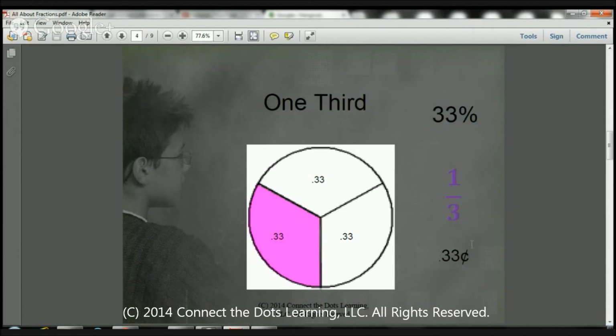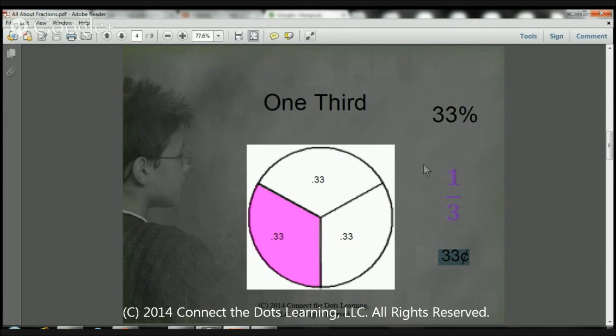1/3. Here we have a circle. Okay, we've got a pie. Now, what we did here is in pink, we've got the numerator, 1. Our denominator is 3 because we have 3 pieces. Okay? 1/3 of a dollar is equal to 33 cents.